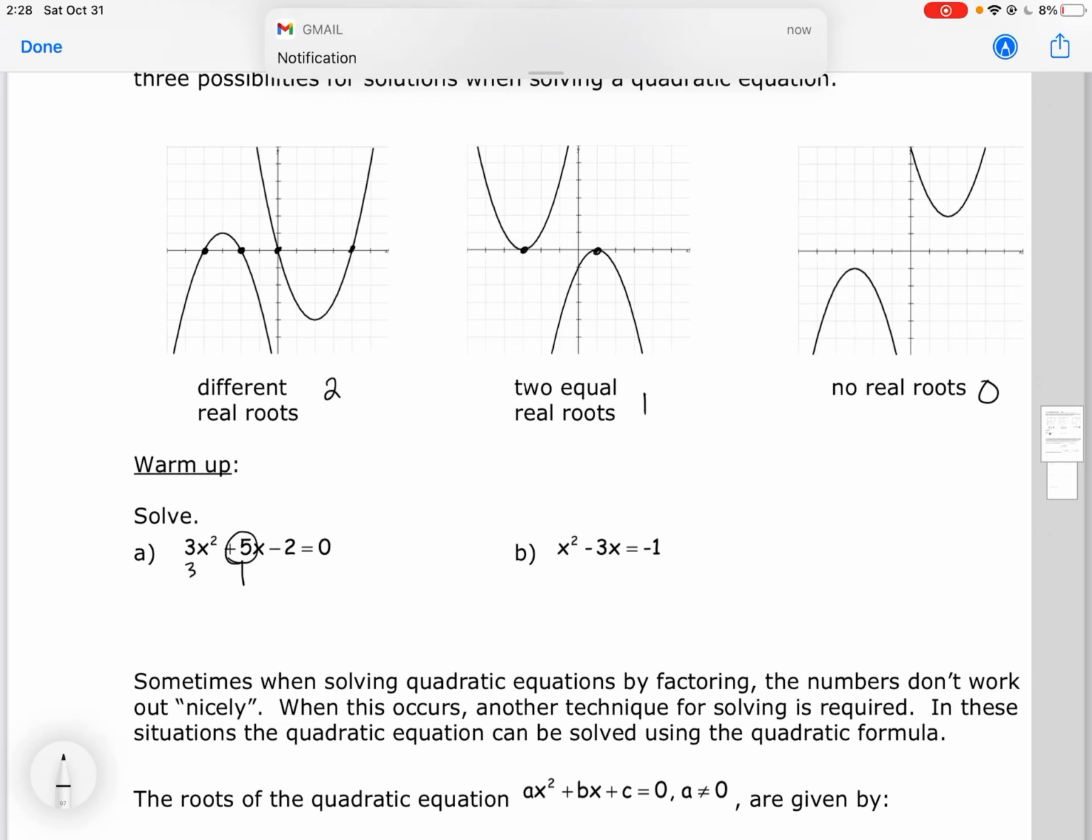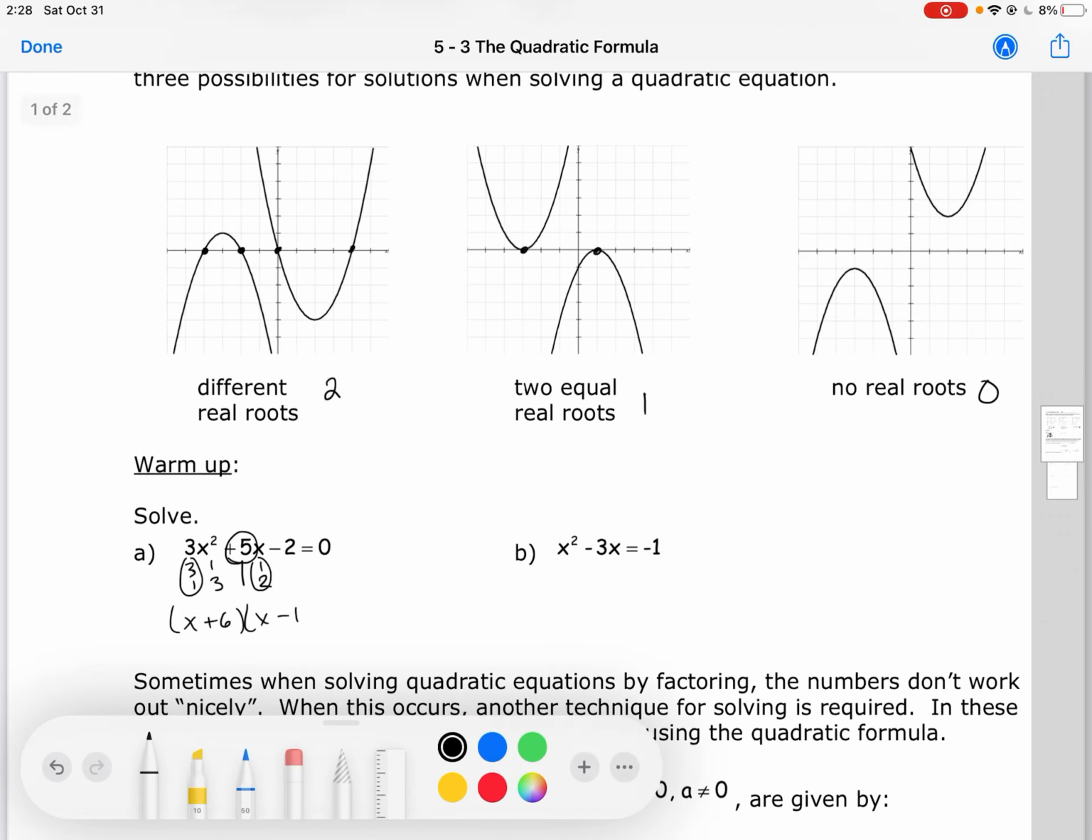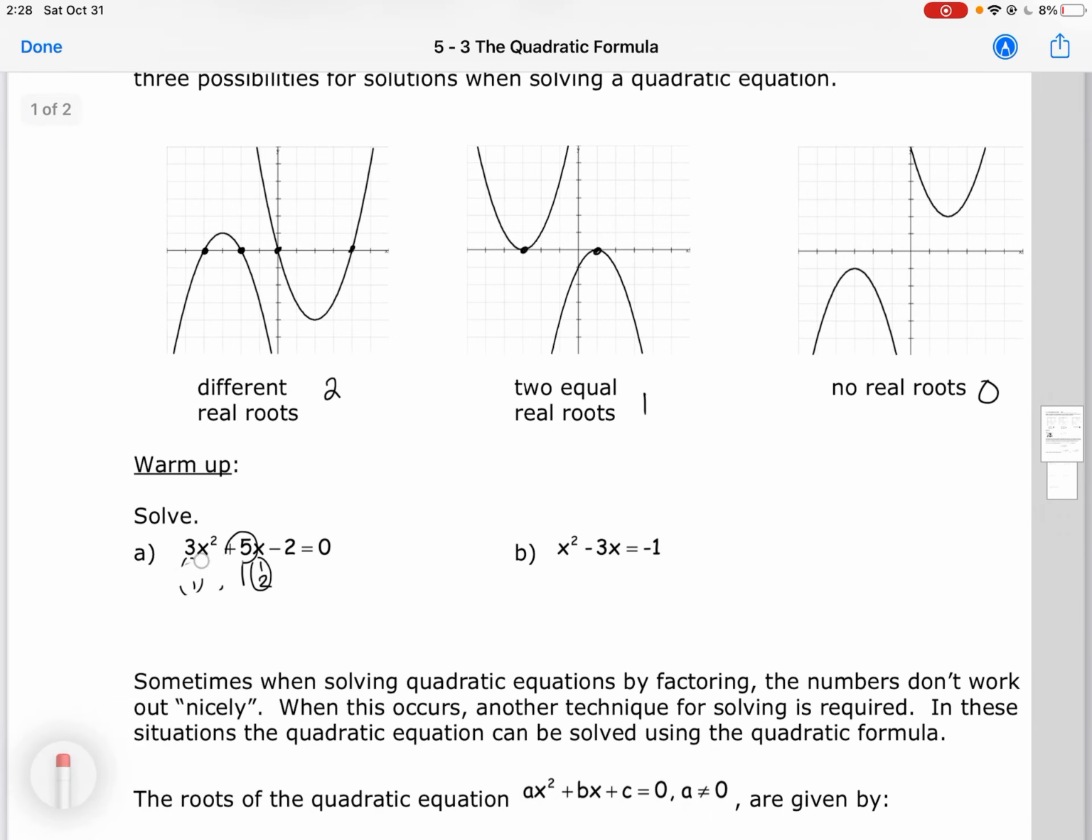The first one, we're going to solve by factoring. 3, 1, 1, 3, 1, 2. So we've got 6 and 1. That's going to be my option that works. I've got x plus 6, x minus, and it multiplies to 2. Got a little bit carried away there. Whoopsie daisy.